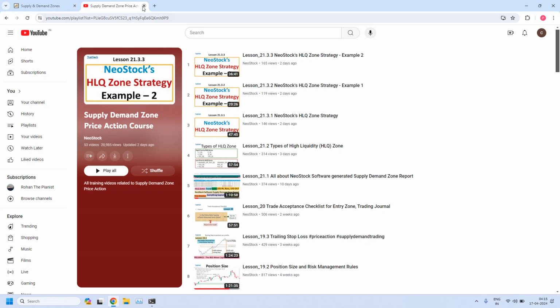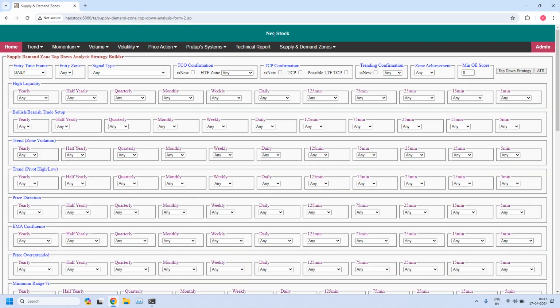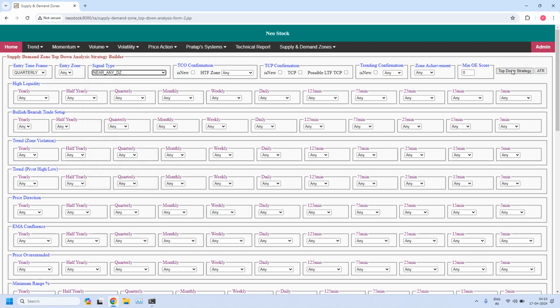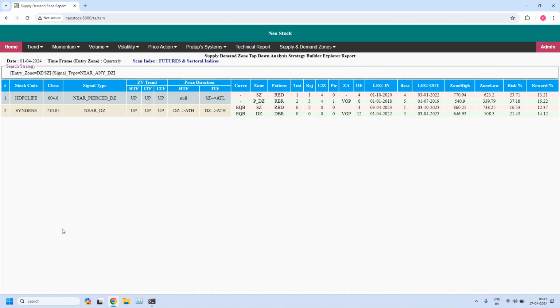Now let us generate reports with the help of NeoStock software, supply demand zone, top-down analysis strategy builder. I am generating the reports starting from quarterly time frame, because in yearly and half yearly there are no stocks available near demand and supply zones. So I am changing the time frame to quarterly. Let us find the stocks near quarterly demand zone. So these two stocks are filtered which are near to the quarterly demand zone.